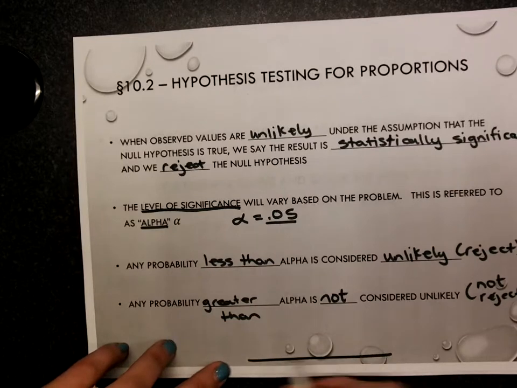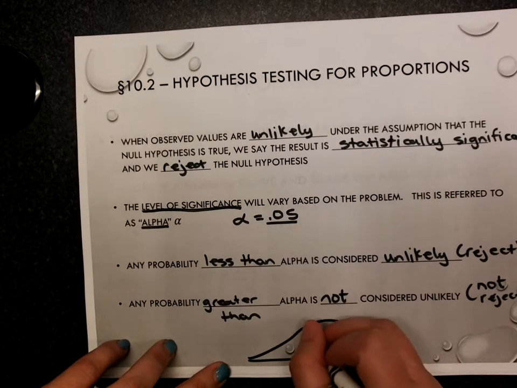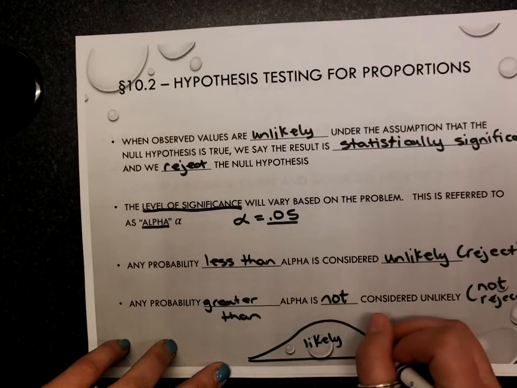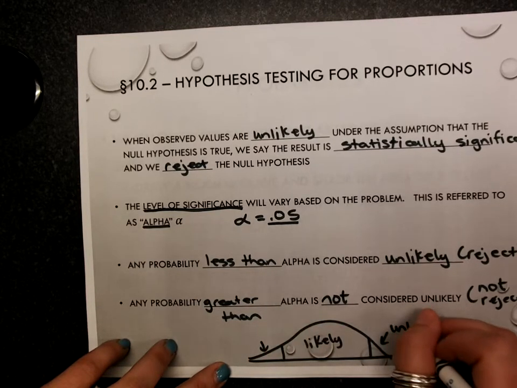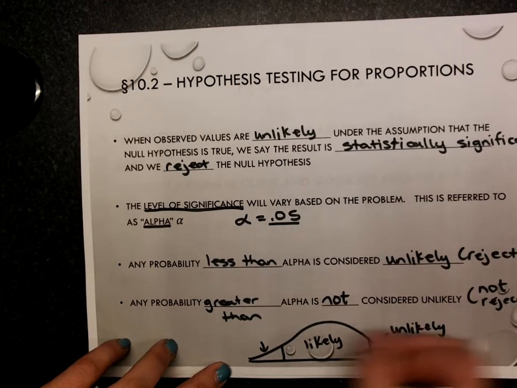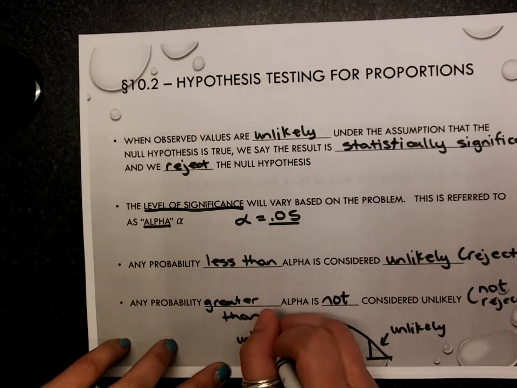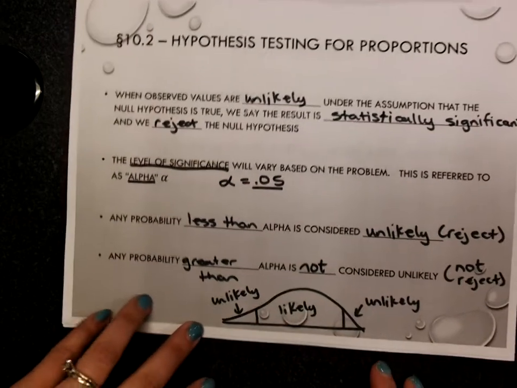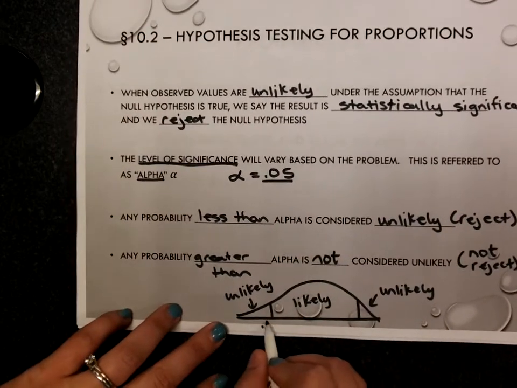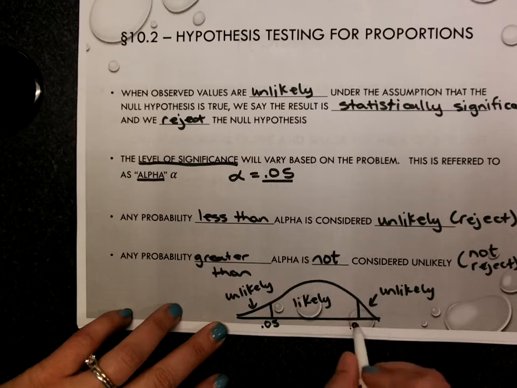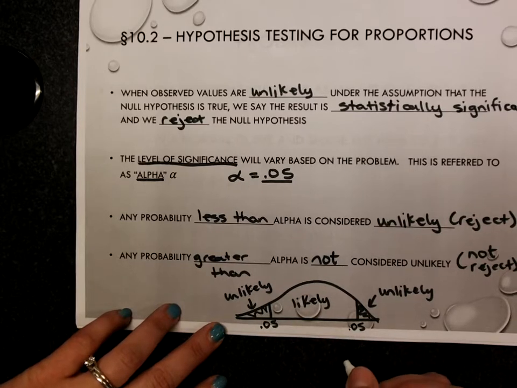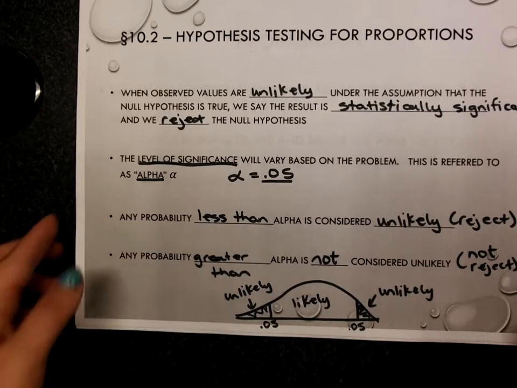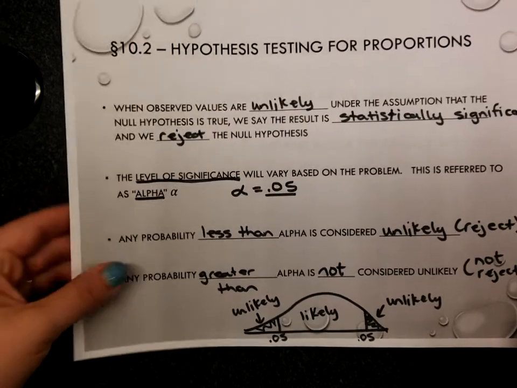So it's just like on a normal curve. The likely is in the middle with bigger probabilities. The unlikely is in the tails. So unlikely on the high side or unlikely on the low side. So the probabilities, they usually cut it off at 0.05. Anything less than 0.05 is unlikely. Anything greater than 0.05 is in the middle of the curve and is not unlikely. So same idea as what we've been doing throughout the other chapters.